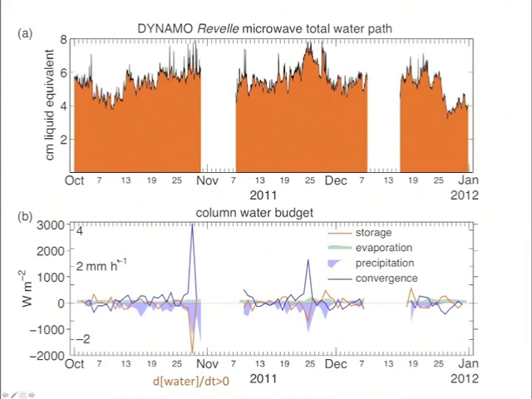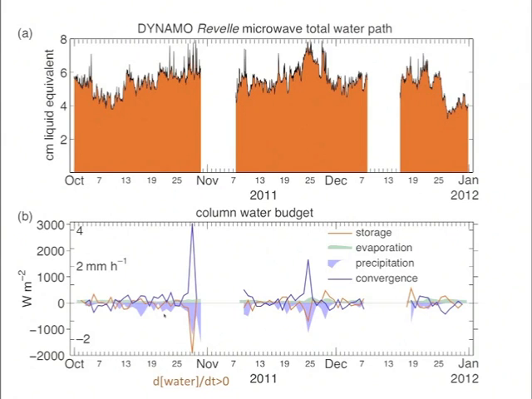So in the bottom plot down here, I have computed the column water budget by computing the tendency of the column water from the microwave radiometer. And I've computed everything on daily averages. Admittedly, doing this over a tiny area, like right over the ship, is a fairly noisy thing to do. But we'll just see what it suggests.